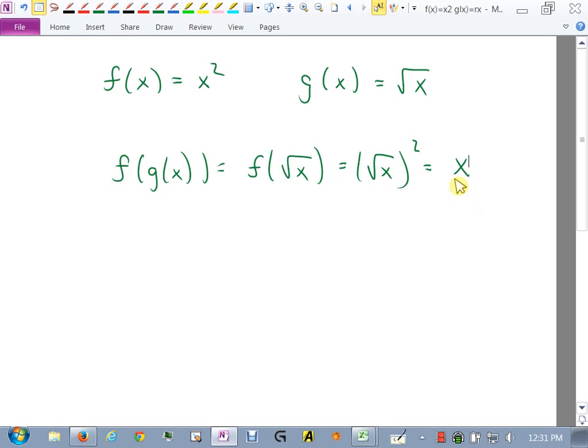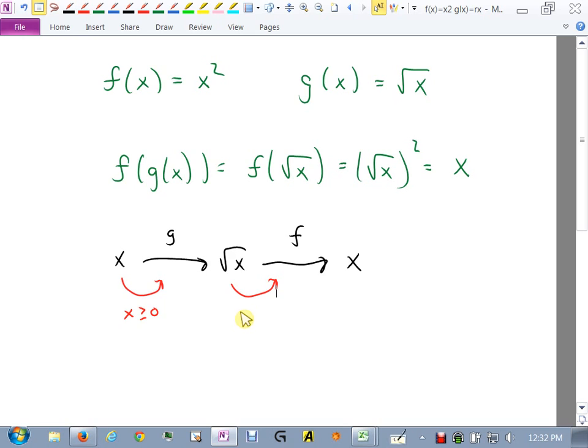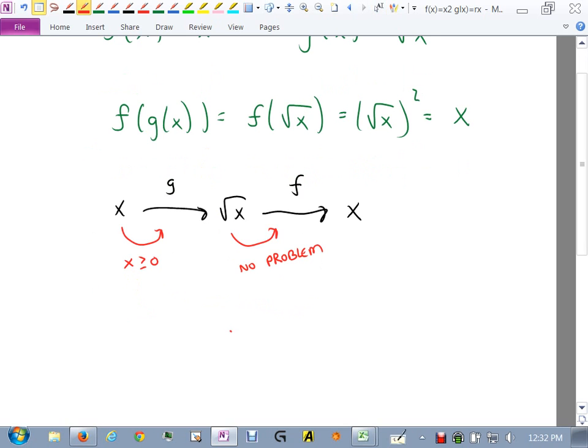So if you look at this final answer, you may think, hey, there's no domain restriction at all, right? But there is, because when x goes into g first, it's square root of x, then goes through f, and it comes out we just said was x, right? But we have a restriction going in here, don't we? G can't handle negative numbers. X must be greater than or equal to 0. From here to here, it doesn't matter, because f is going to square something. So the domain here is x is greater than or equal to 0. You would not be able to see that from just looking at the final result.